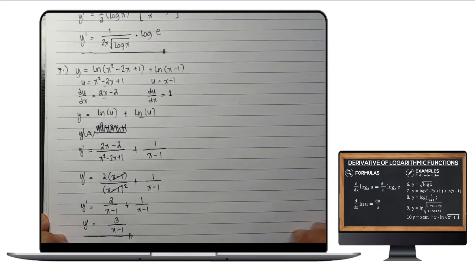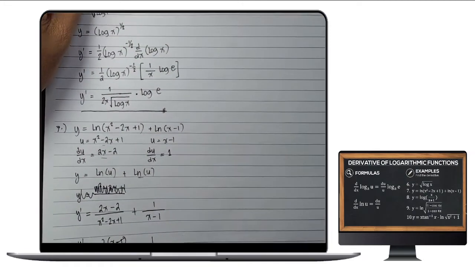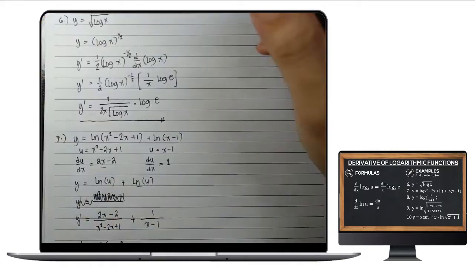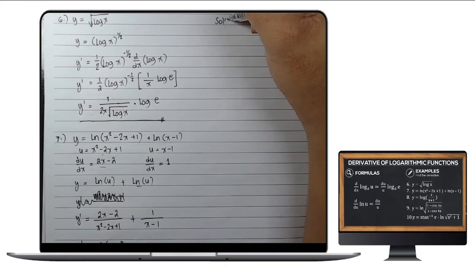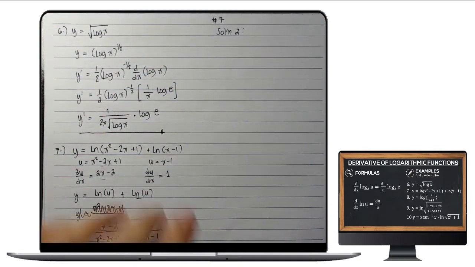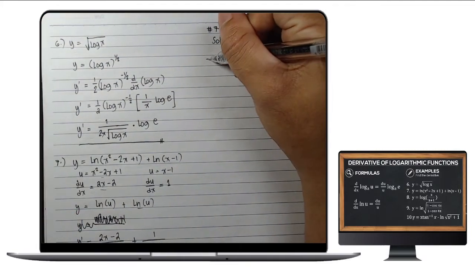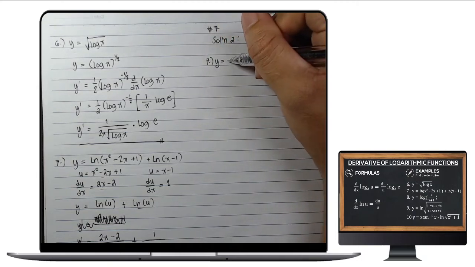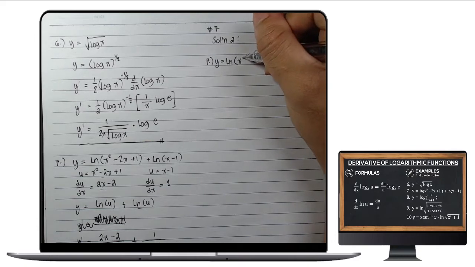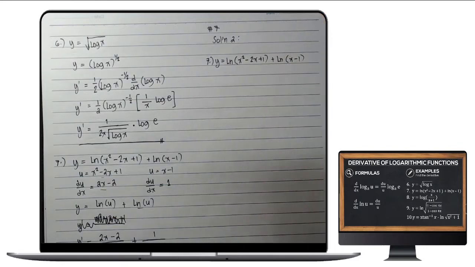Okay? So, let's have solution 2. So, dito ko na lang ilalagay sa taas ang ating solution 2, solution 2 for problem number 7. So, kunin lang ulit natin yung given. So, number 7, we have it as y is equal to ln of x squared minus 2x plus 1 plus ln of x minus 1.